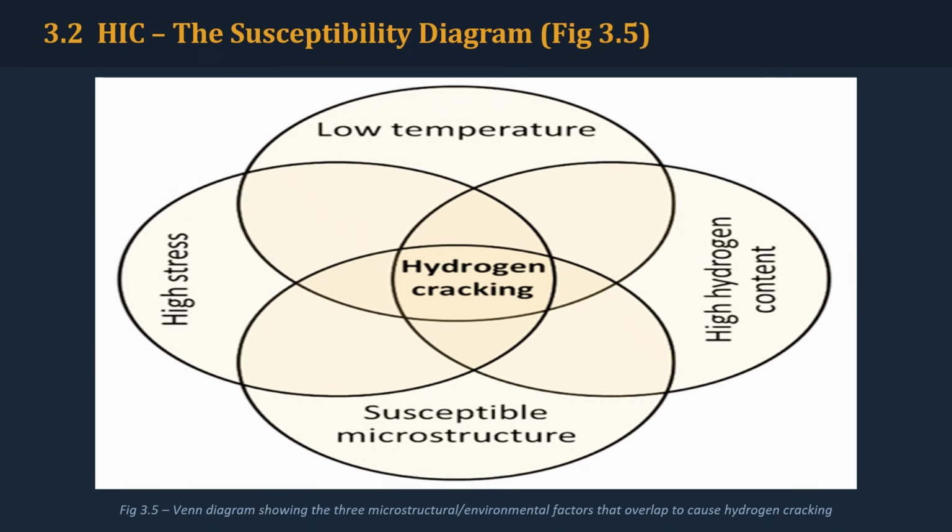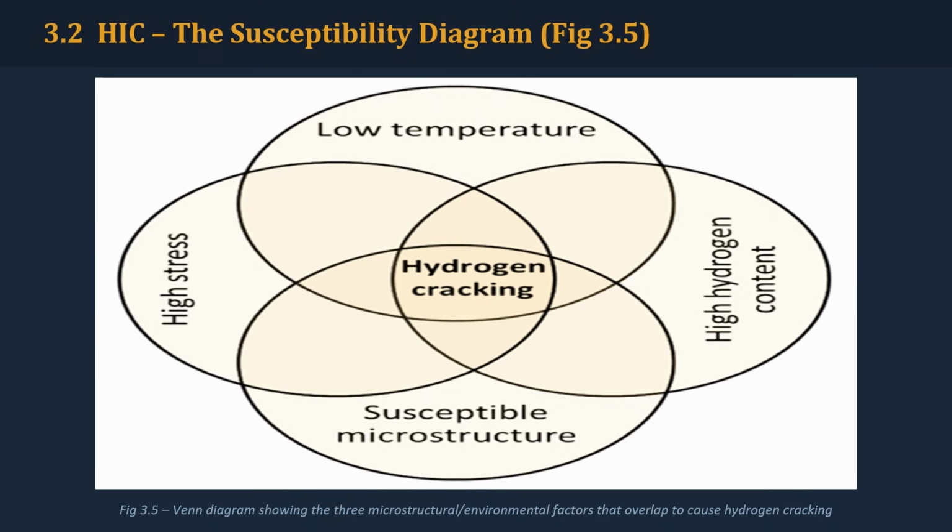The important part of the diagram is the central overlap. Hydrogen cracking requires the relevant conditions to exist together. This gives us a practical way to think about prevention. If we can move the welding condition outside the overlap region, the probability of hydrogen cracking is reduced.